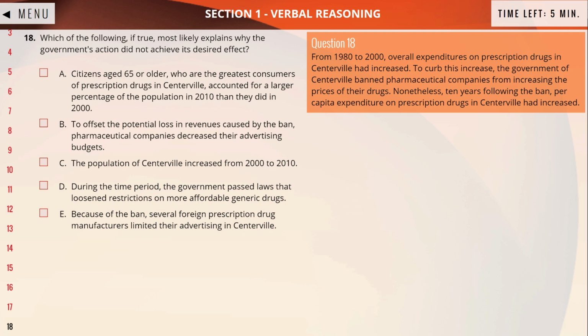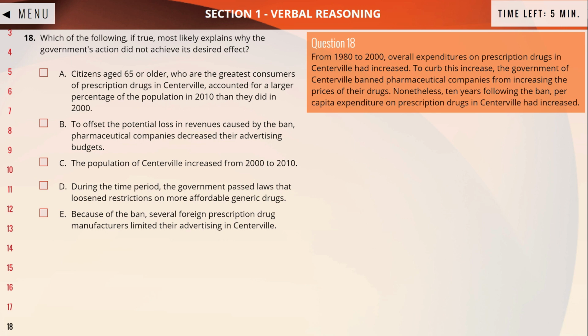Which of the following, if true, most likely explains why the government's action did not achieve the desired effect? That's my prediction, that people are buying more. Are they talking about 2010? Talking about 1980 to 2000. That's so weird. Oh, 10 years following the ban. Okay, 2010. Bad maths. Okay, citizens aged 65 or older accounted for a larger percentage of the population. That kind of makes sense. Accounts for a larger population than they did. That would kind of explain it.